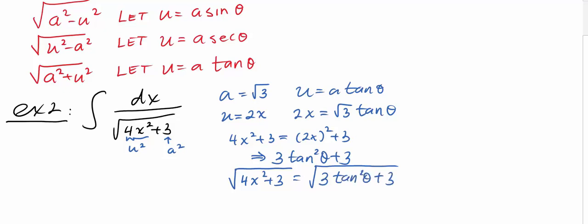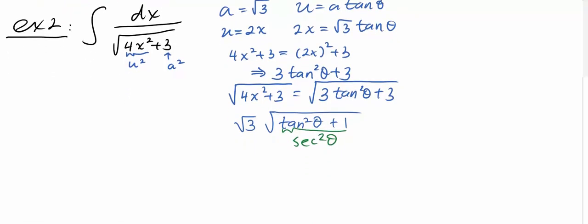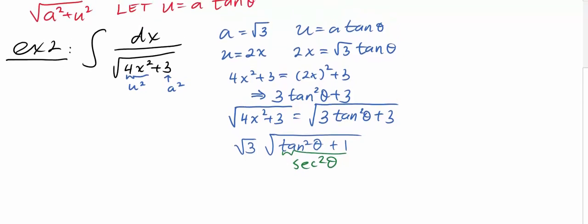according to our substitution. Let's factor out a 3 from the radical, which leaves me with tangent squared theta plus 1. And we all know that that's a Pythagorean identity, which is specifically secant squared of theta. And again, if we do this correctly, the square root should cancel out. And in this case, we're left with rad 3 secant of theta.